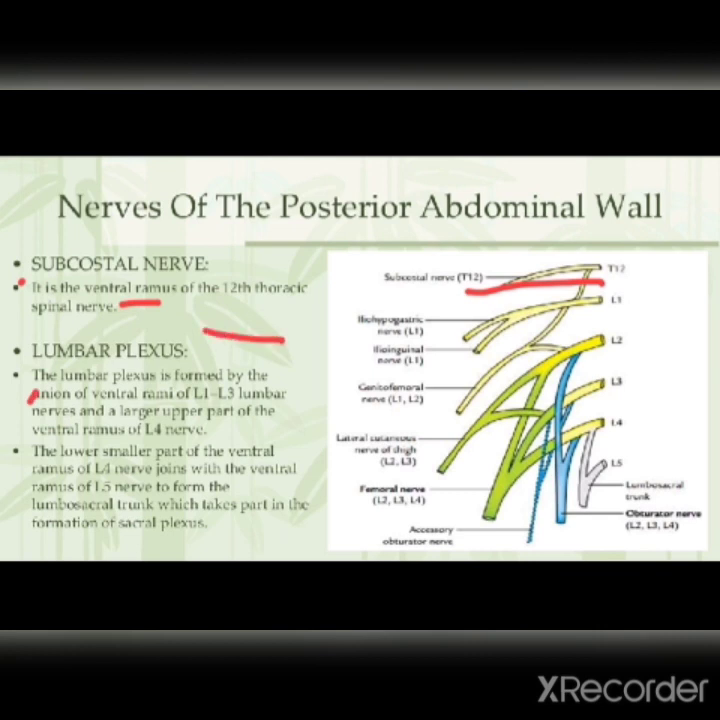The lumbar plexus is formed by the union of ventral rami of L1, L2 and L3 lumbar nerves and a larger upper part of the ventral ramus of the L4 nerve. So, what is the lumbar plexus formed from? L1, L2 and L3, the lumbar nerves, and the larger upper part of the ventral ramus of the fourth lumbar nerve. Okay? This is L1.